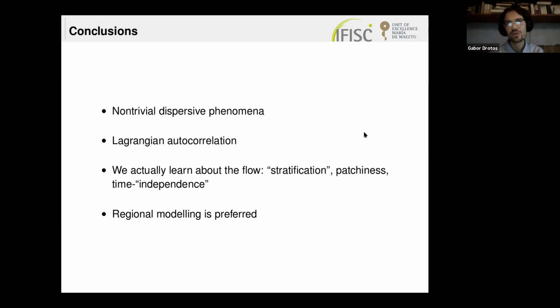And the robust laws that we saw emerge also suggest a kind of time independence.